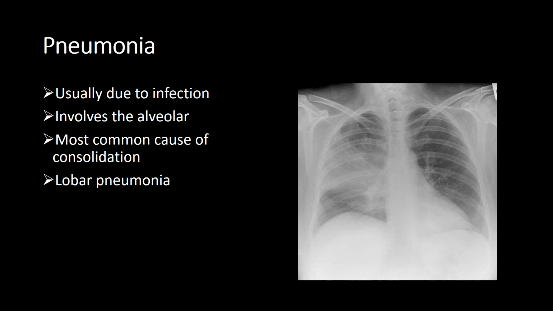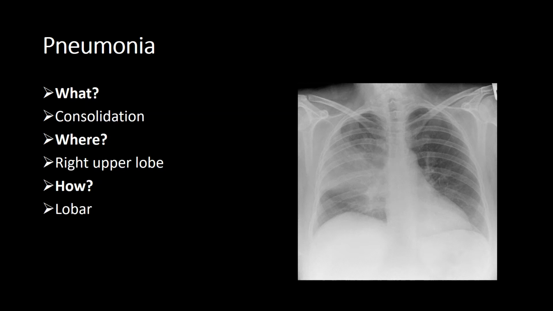Now let's have a look at this. This consolidation is superior to the horizontal fissure. And so therefore, this is the right upper lobe. Okay, so what have we got? Consolidation. Where? Right upper lobe. How? Lobar.